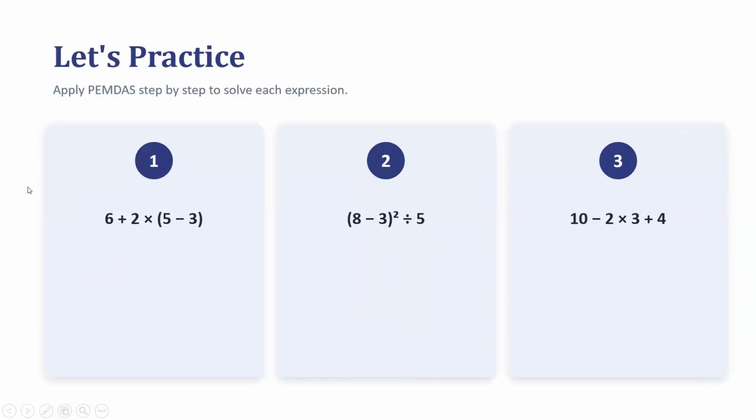All right, so let's look at some questions. Let's look at some questions and let's do it together. So let's look at the first question. The first question says we have 2 plus 5 times, okay, 5 minus 3, which is in a bracket, okay? So let's look at it.